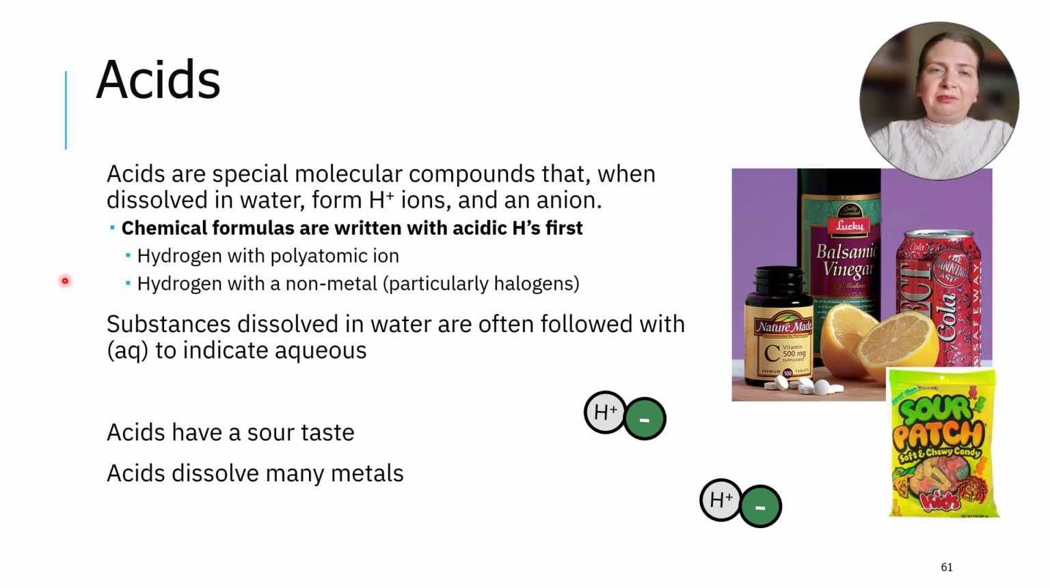Acids have several recognizable properties, including a sour taste and the ability to dissolve many metals. For example, the white powder found on the outside of sour gummy candies is citric acid, the same acid found in citrus fruits such as oranges and lemons.